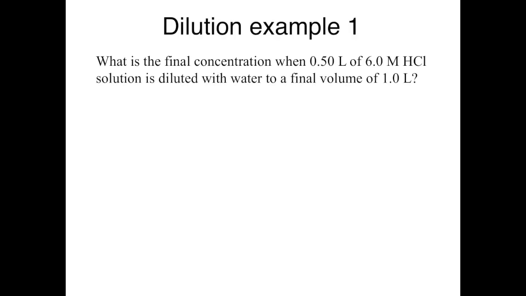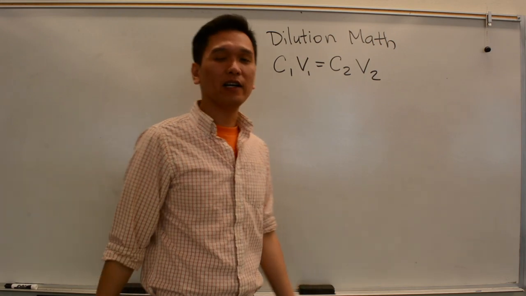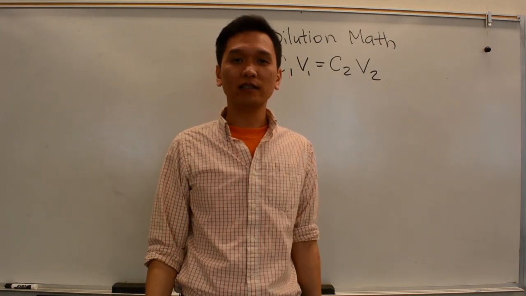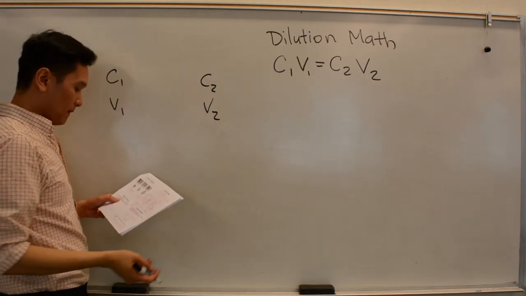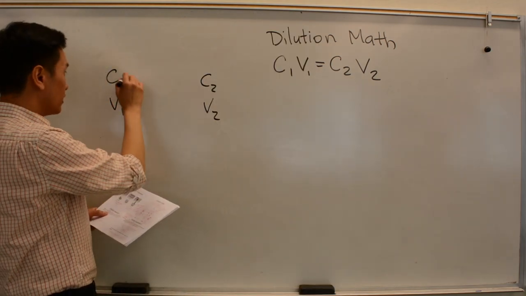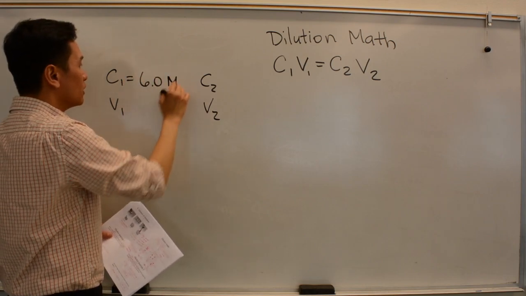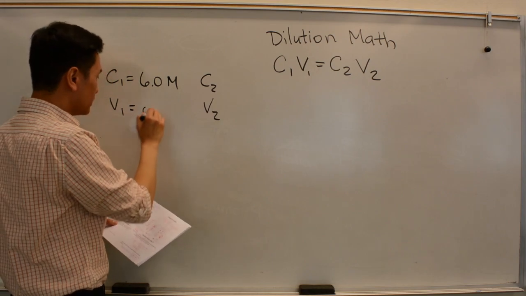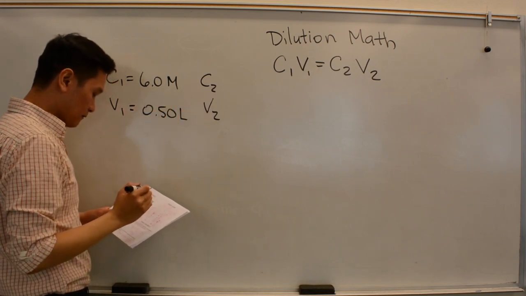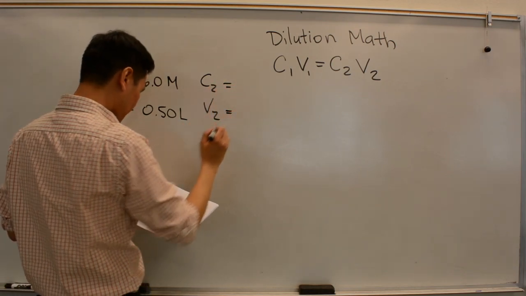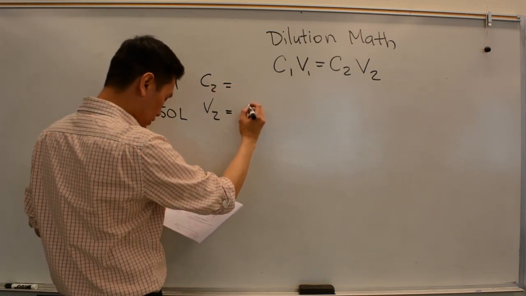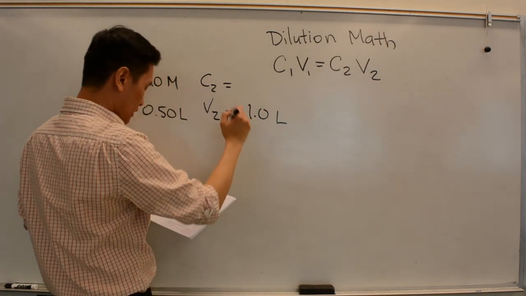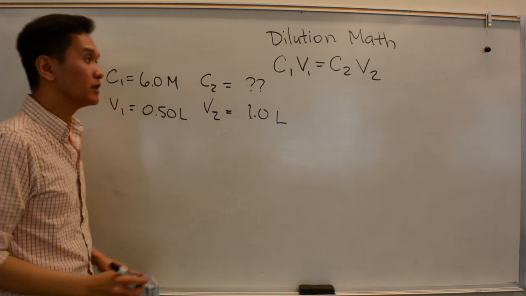What is the final concentration when 0.50 liters of 6.0 molar HCl solution is diluted with water to a final volume of 1.0 liters? When we read that kind of question, you want to identify all your C1s, V1s, C2s, and V2s. What is my initial concentration? My initial concentration is 6.0 molar. What is my initial volume? It is 0.50 liters. And my final volume, or V2, is 1.0 liters. And I'm looking for the new concentration.